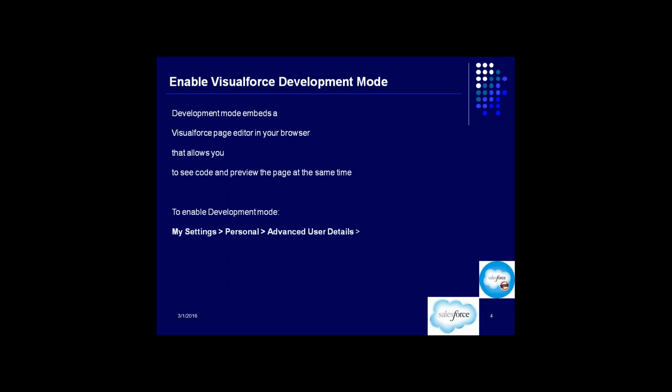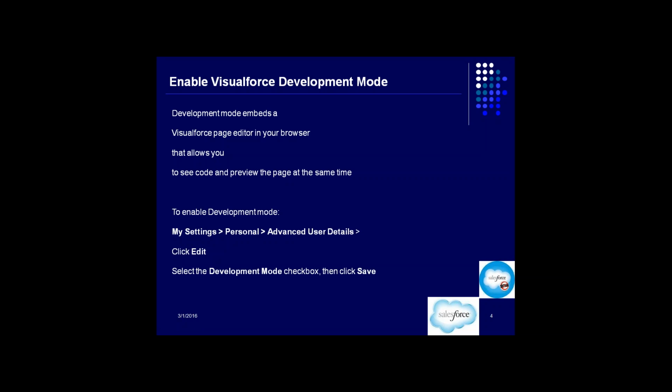go to My Settings, Personal, Advanced User Details, click Edit, and then select Development Mode checkbox and click Save. So it's an option which is available under your My Settings. Okay. If you are not the administrator, then you will need to ask your administrator to do this. If you do not have this option available to go and edit this setting for yourself, then you will need to ask your administrator. Okay.